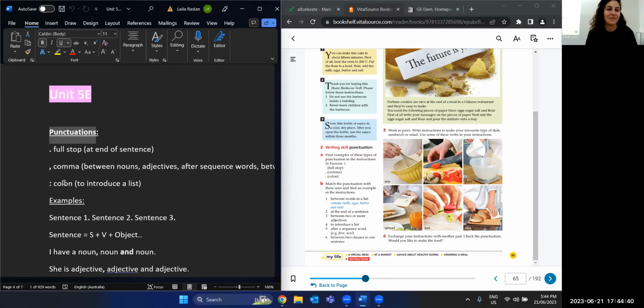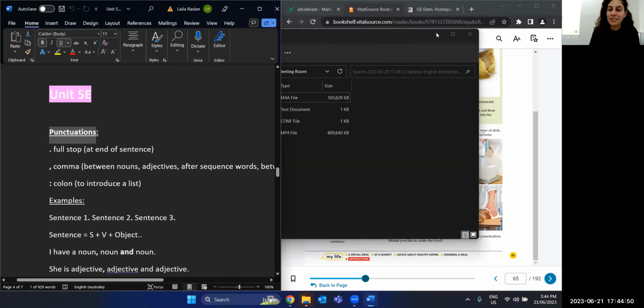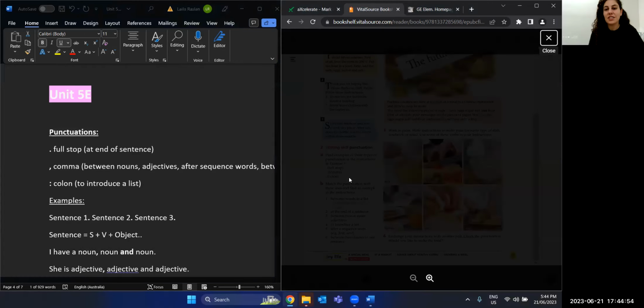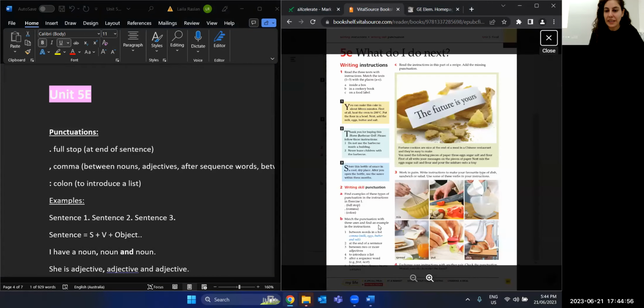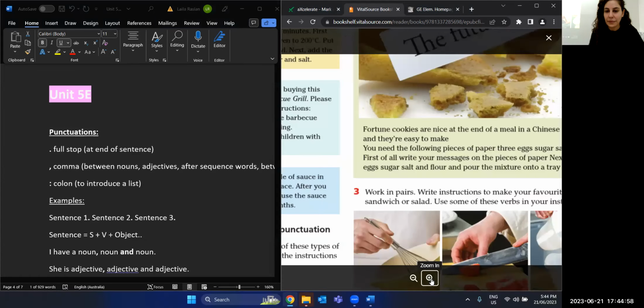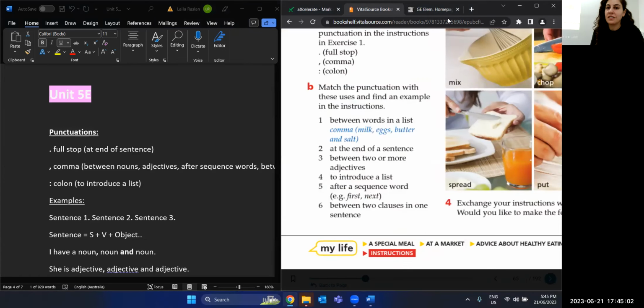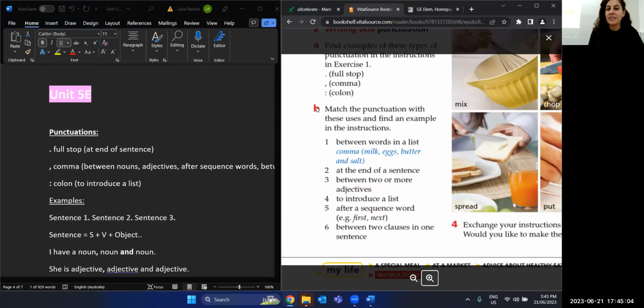So full stop, comma, colon. Now you know to use them very well, yeah? So let's have a look here. Match number 2B. Match the punctuation with their uses and find an example in the instructions.